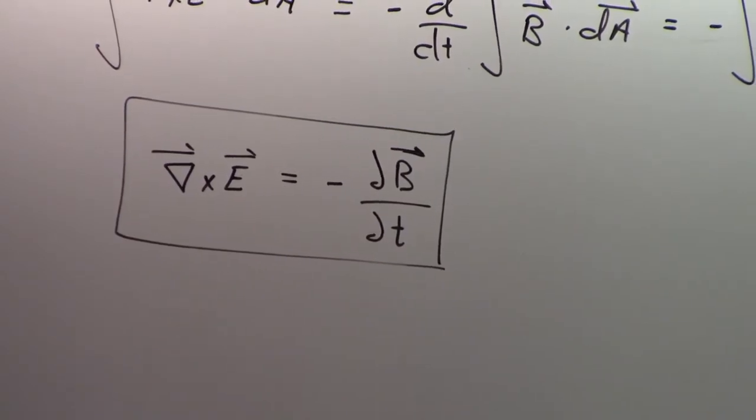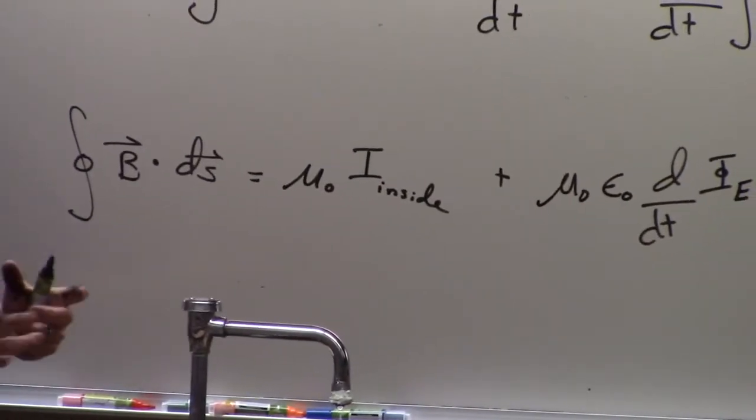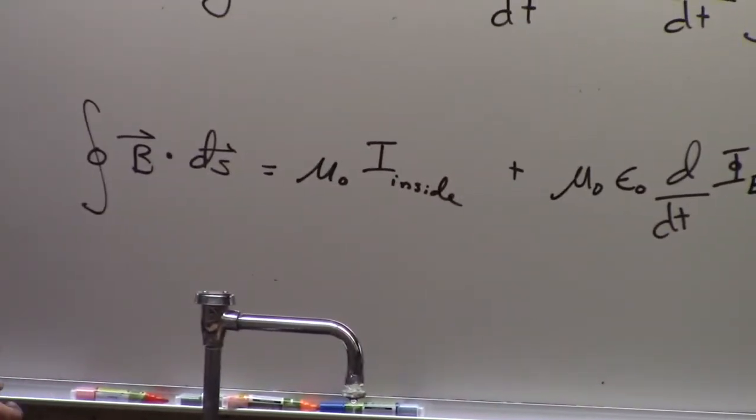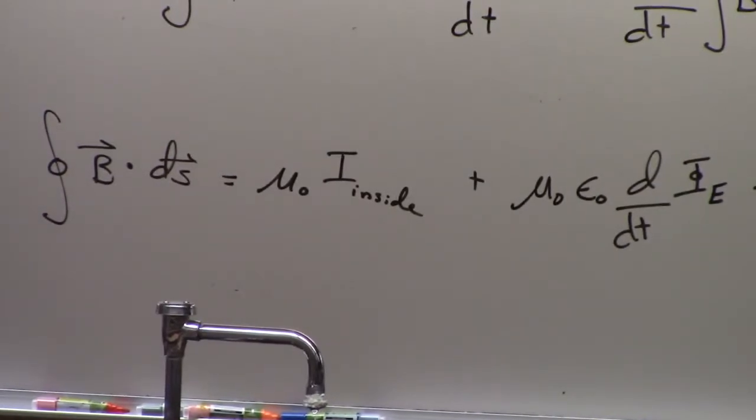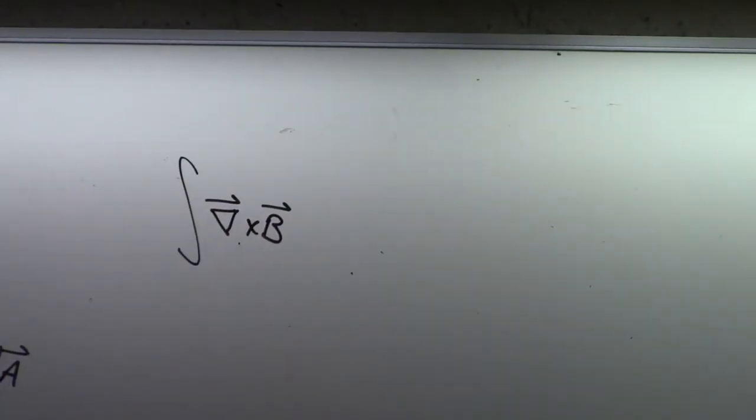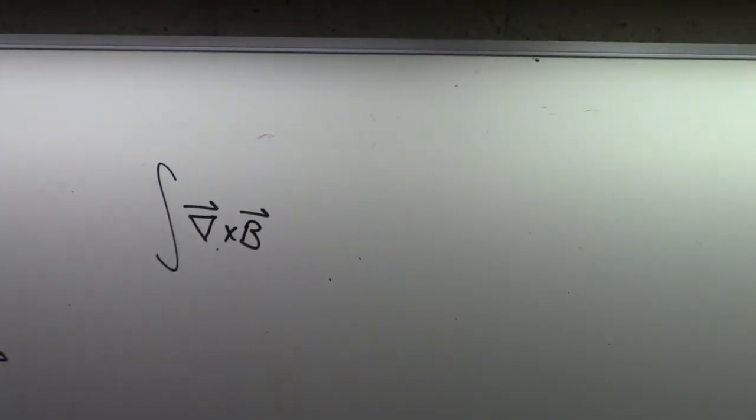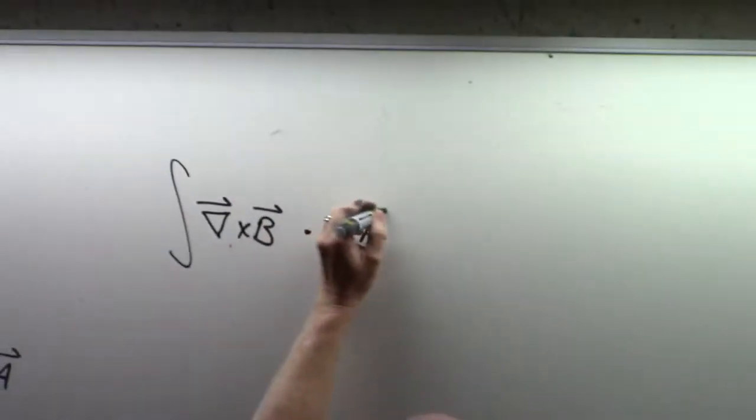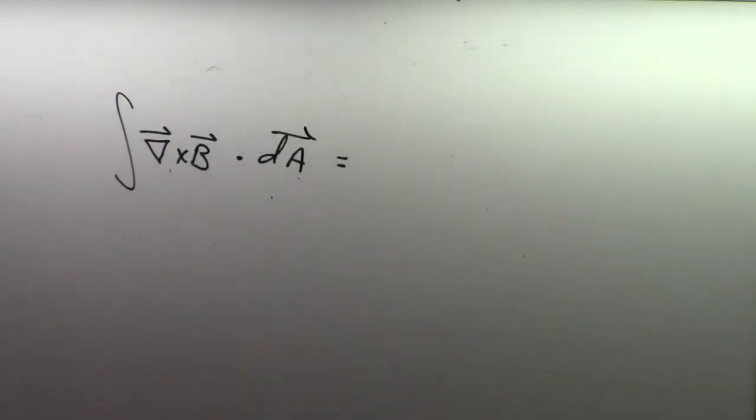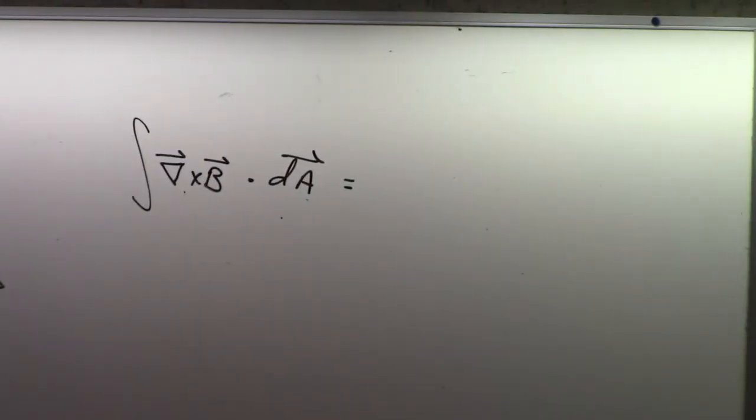Now, let's look at this last one. This might be the hardest of all of them, but we can do the same step for this fourth one. We can write it in differential form. We can apply Stokes' theorem to the left-hand side. Instead of taking an integral along a path, we take the curl of the magnetic field within the area enclosed by that path. That's the same step I did here. It's just Stokes' theorem from our vector calculus class.